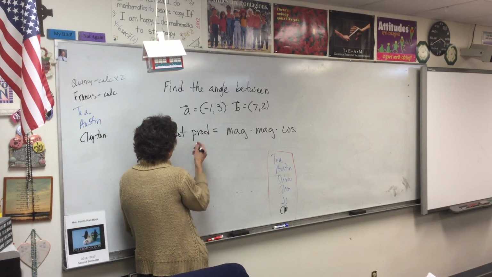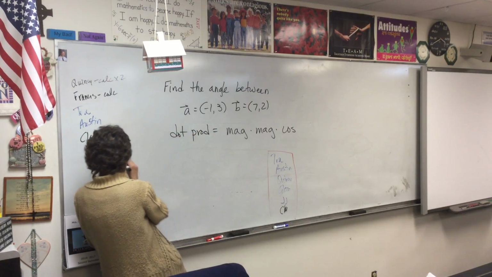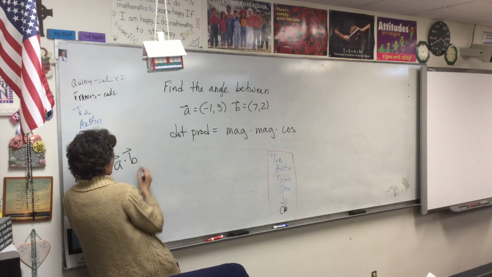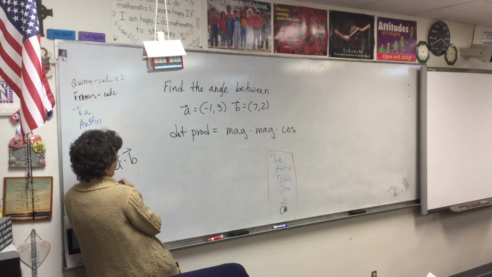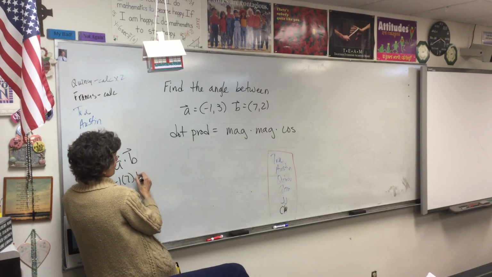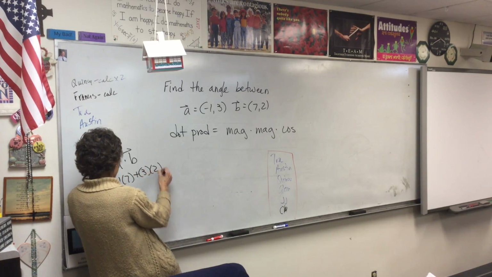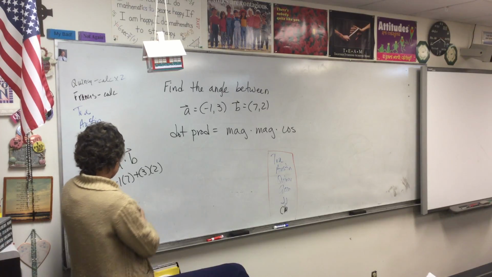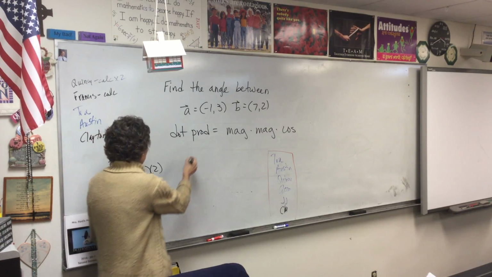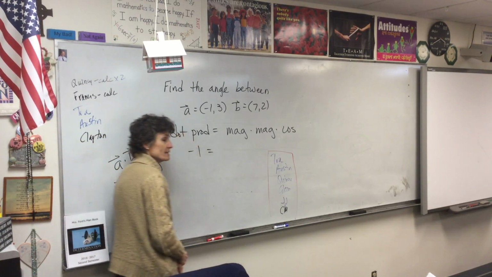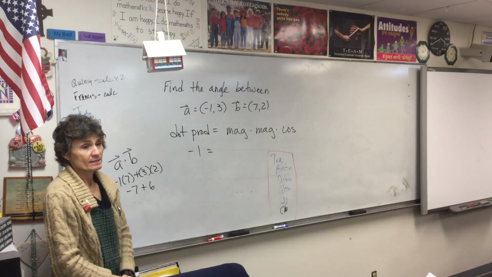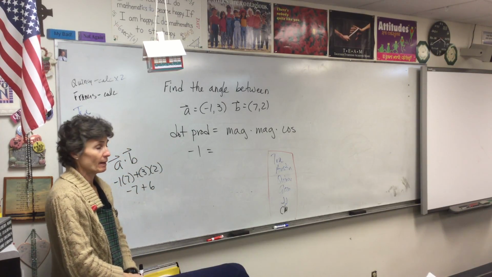So x times x, let's see, I'll do it over here to the side, a dot b, the dot product will be x times x plus y times y. So what does that work out to be? -1. So my dot product is -1. X times x, y times y, add them up.